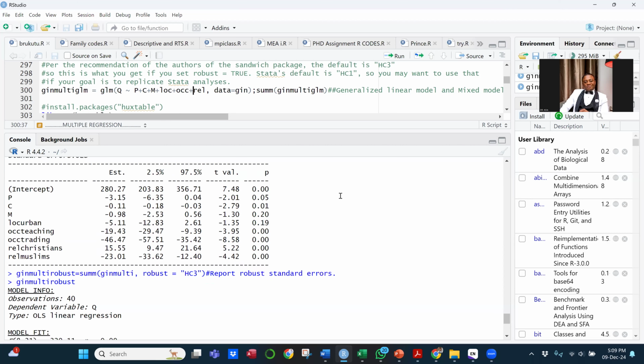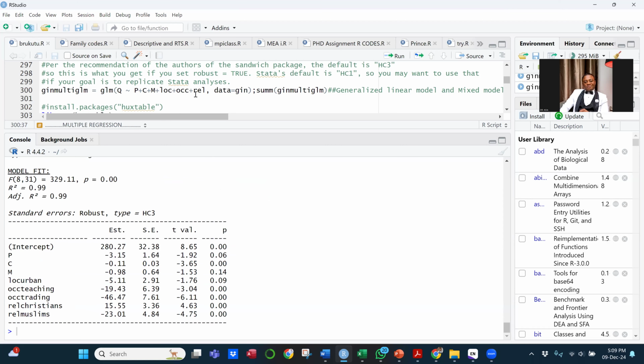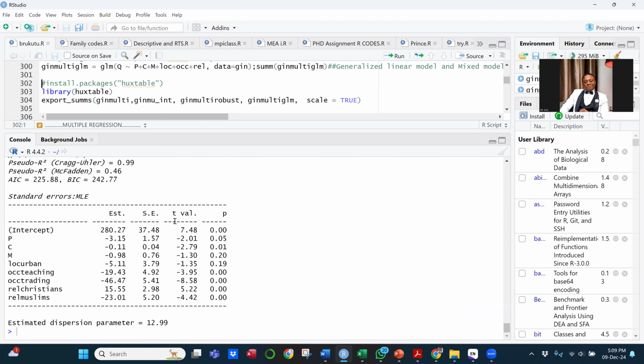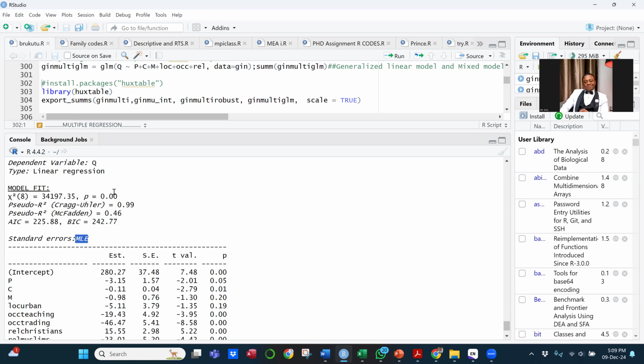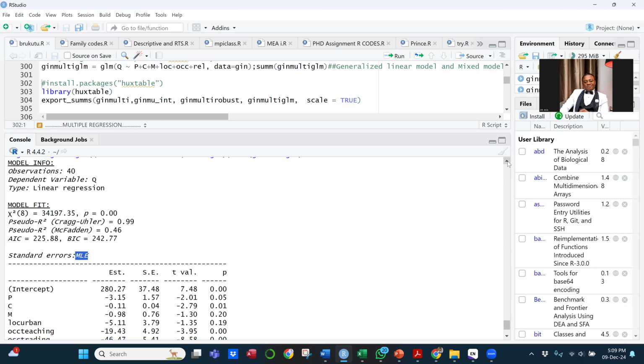Okay. Let's see down here. I'm going to run it now. And you can see the GLM. It uses a maximum likelihood estimation, which is a very nice way of also finding the beta parameters. That's what it uses. It gives you other interesting things aside the usual F statistic.